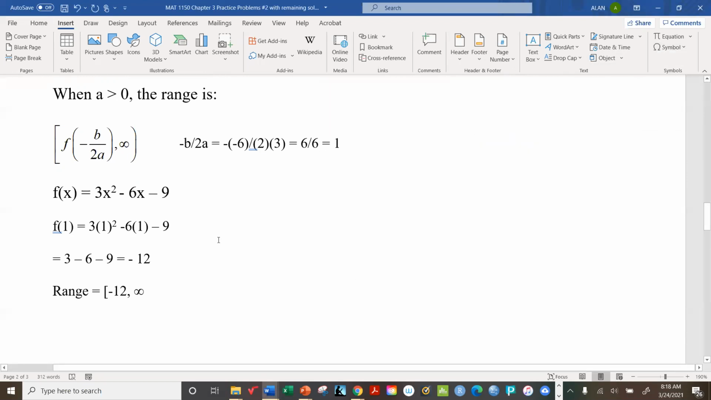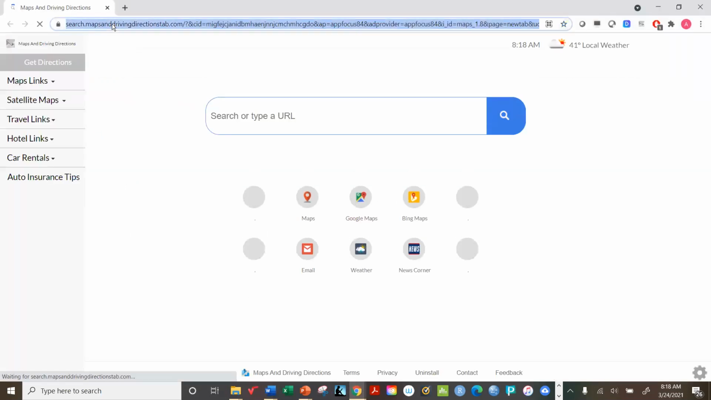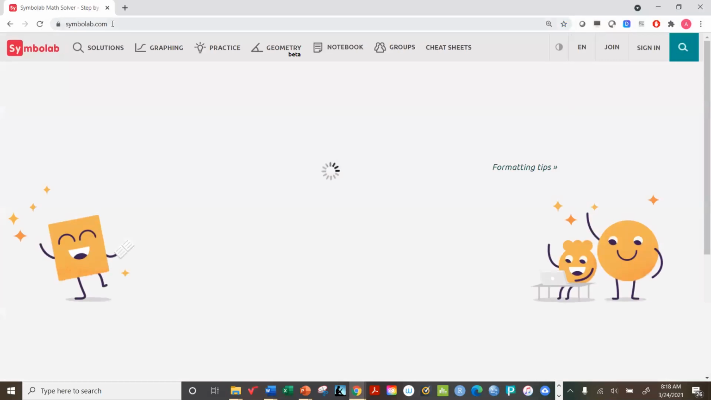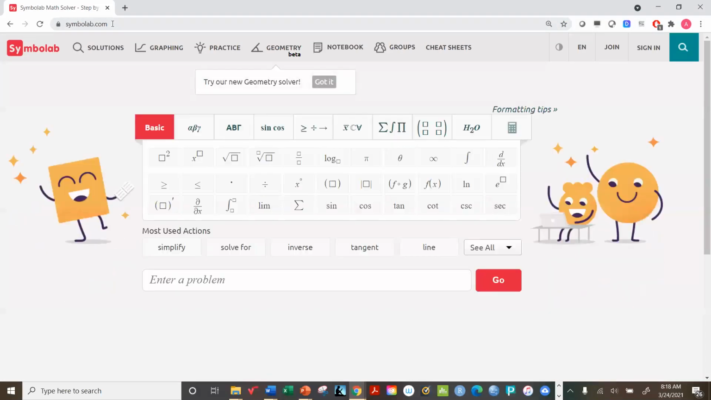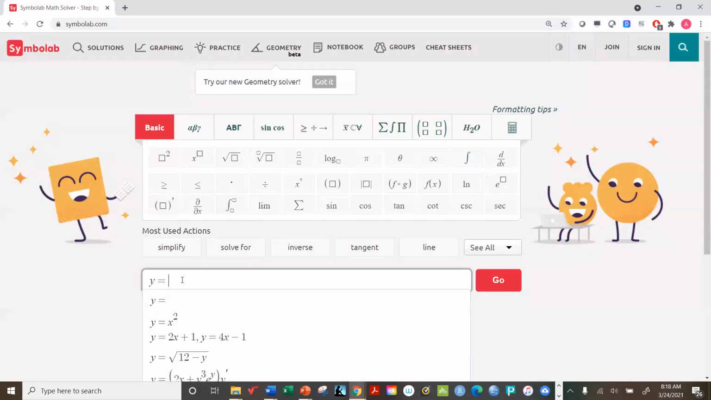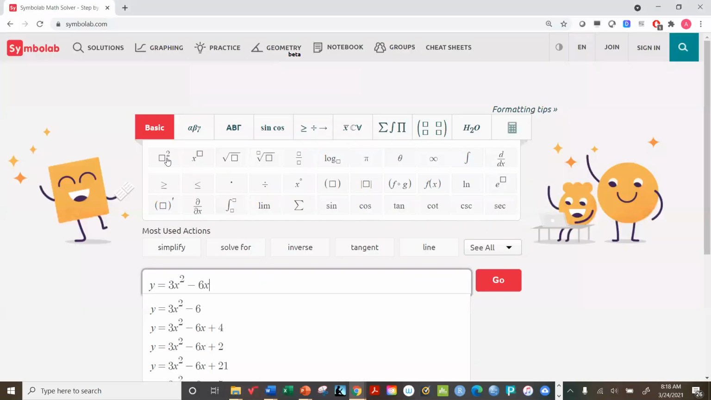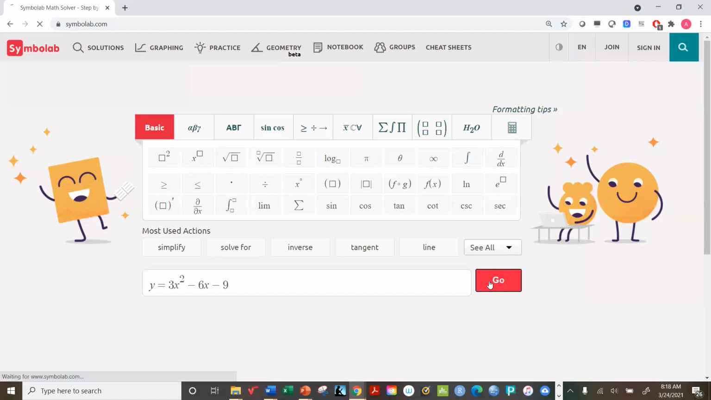Now, I almost forgot about it for a second, but we can confirm this with Symbolab. It'll show us exactly what this looks like so we can visualize it better, which I think is a great idea. It takes a while to get used to learning how these functions look. So when we have something like 3x squared minus 6x minus 9, let's see what that looks like.